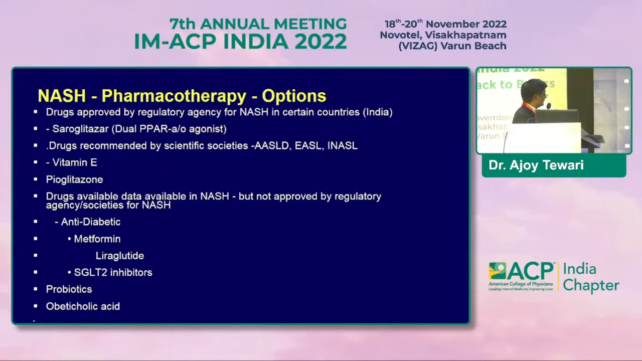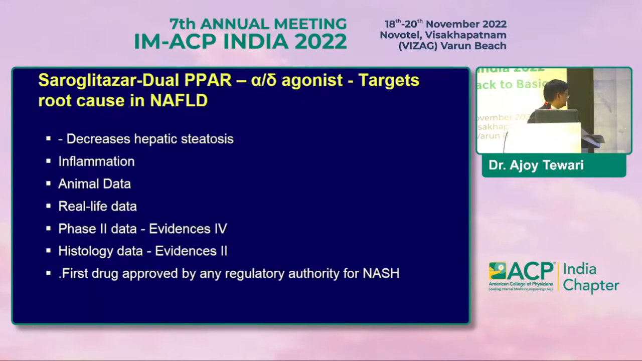So drugs approved by regulatory agencies for NASH in certain countries, like India, we have saroglitazar. Drugs recommended by scientific societies, AASLD, EASL and INASL, are vitamin E and pioglitazone. And drugs for which data are available, but they are not cleared by the regulatory authorities, are the anti-diabetic drugs metformin, liraglutide, SGLT2 inhibitors, probiotics, and this new one, an anti-fibrosis drug, that is the obeticholic acid. So saroglitazar, we have heard a lot.